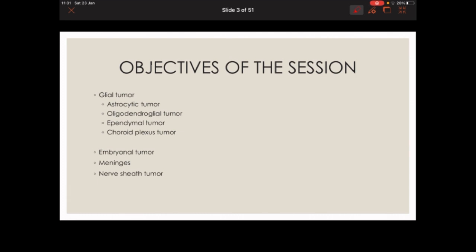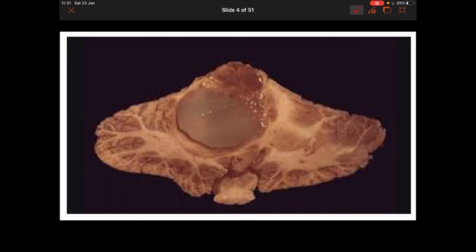In this video, I will share with you medulloblastoma, and I will also share the histology features of tumors arising from the meninges, which is meningioma, and nerve sheath tumors.